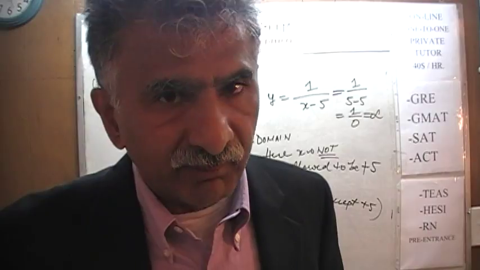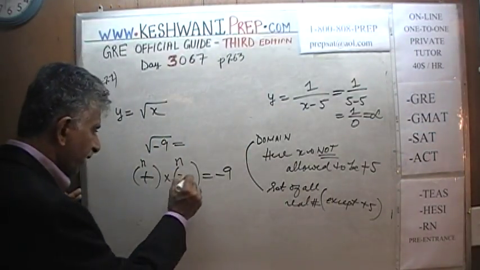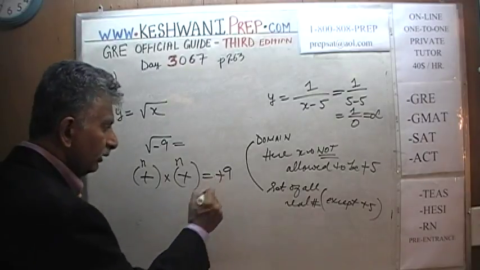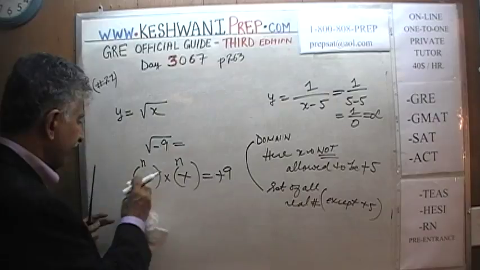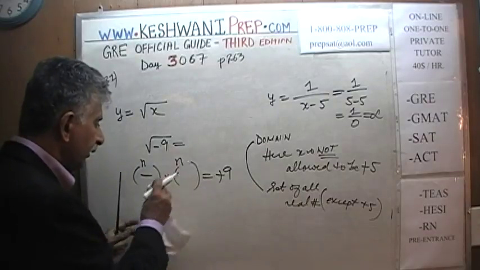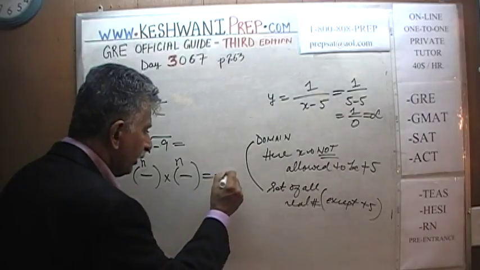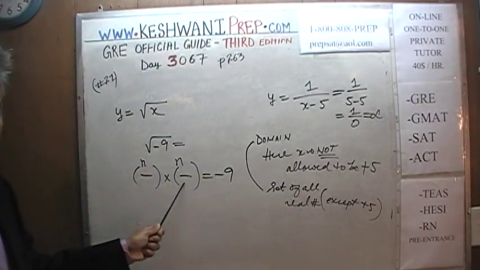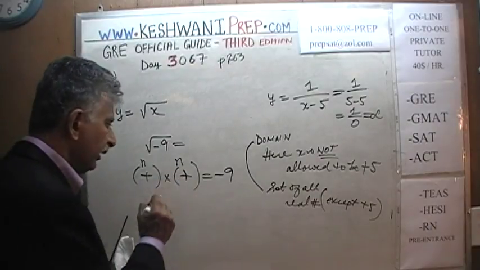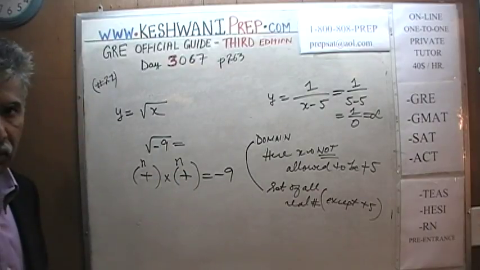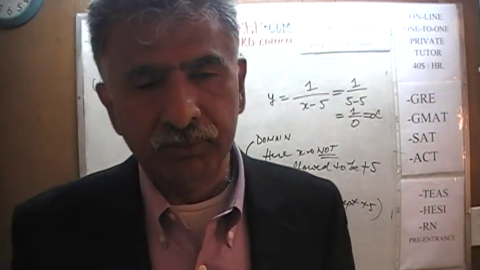Why? Because a quantity, by definition, would have to be positive, in which case positive times positive is positive, or it would have to be negative, and negative times negative is also positive. It is impossible to have a negative quantity being multiplied by itself and get a negative quantity. It's impossible to have a positive quantity being multiplied by itself and get a negative quantity. It doesn't exist. We cannot take a root of a negative number.